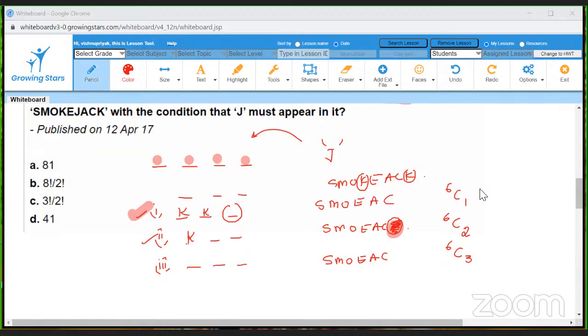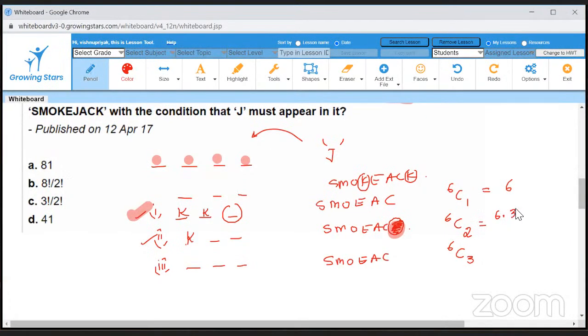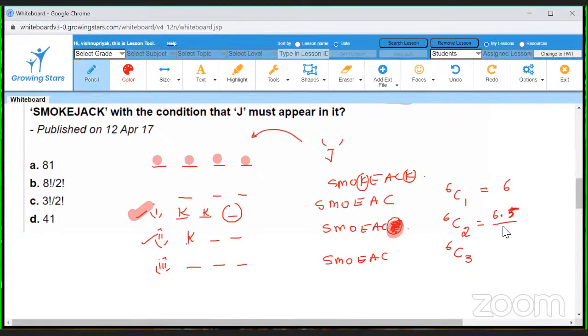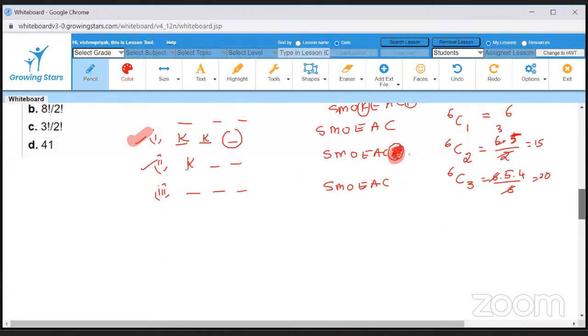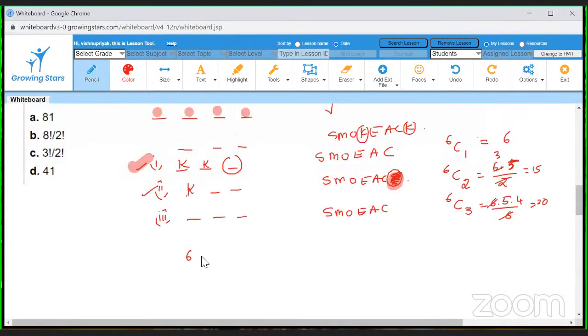So when you take 6C1, that is 6. 6C2, start with 6 into 5, 2 numbers, divide by 2 factorial. So that is 15. Then 6C3, start with 6, take 3 numbers by 3 factorial. So 20. So the 3 cases you have to add, first one plus second one plus third one. And that comes out to be 41. Option D.